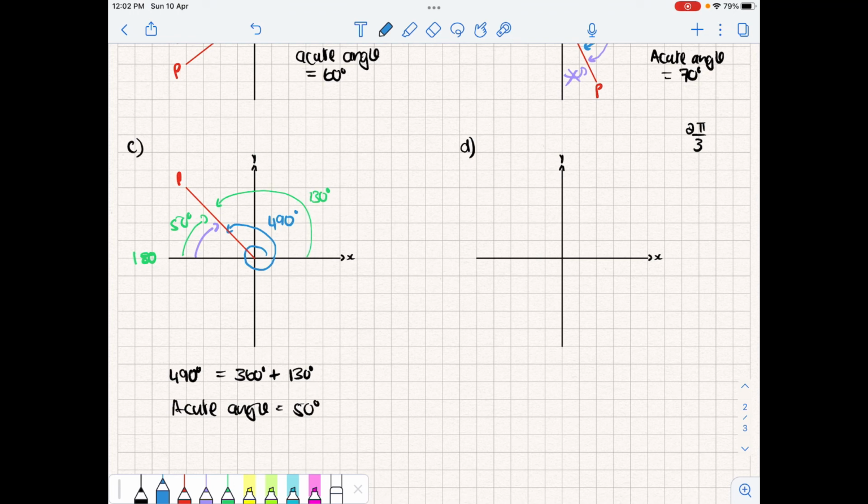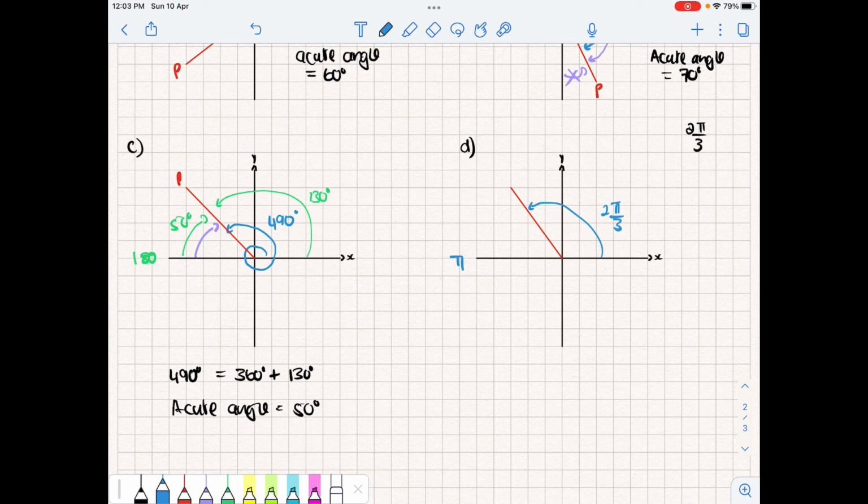So our final question is 2 pi on 3. So 2 pi on 3 is in radians. So it's 2/3 of pi. Pi is over here, it is 180 degrees, and we're going 2/3 of the way. So it must be some distance here. This is our angle, 2 pi on 3.